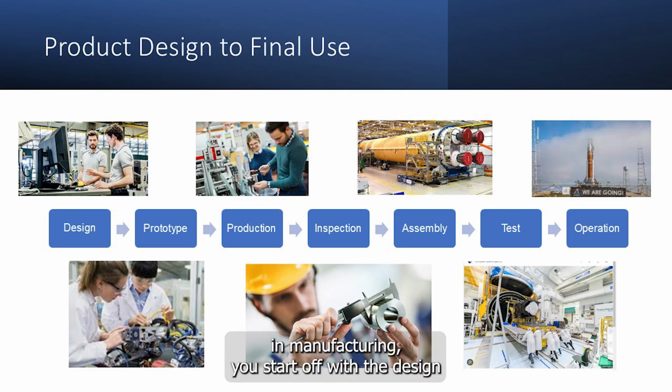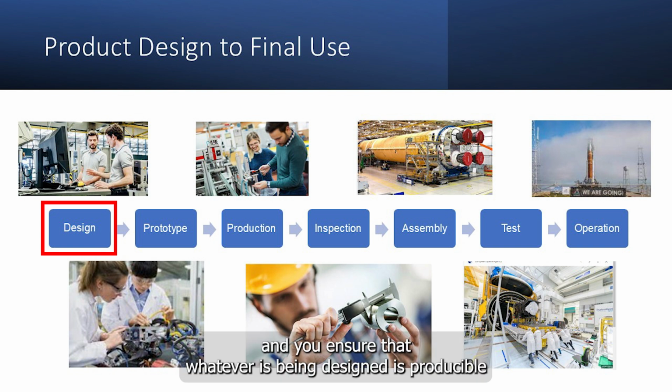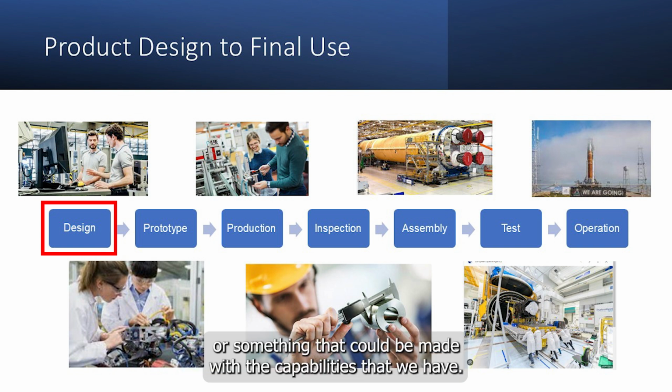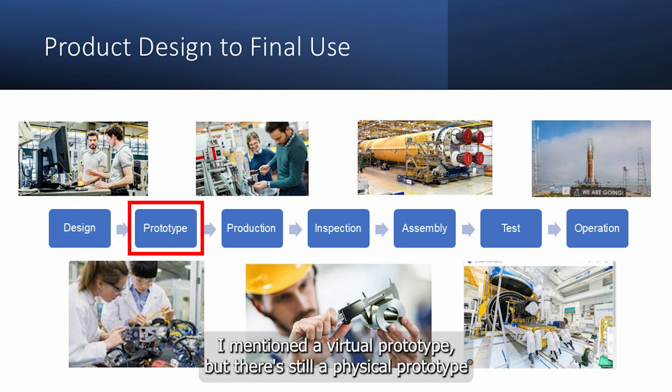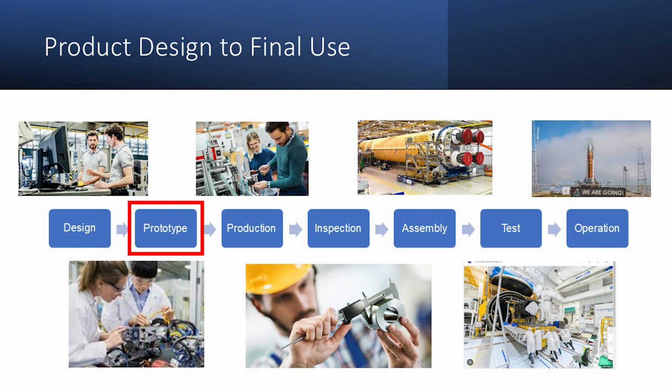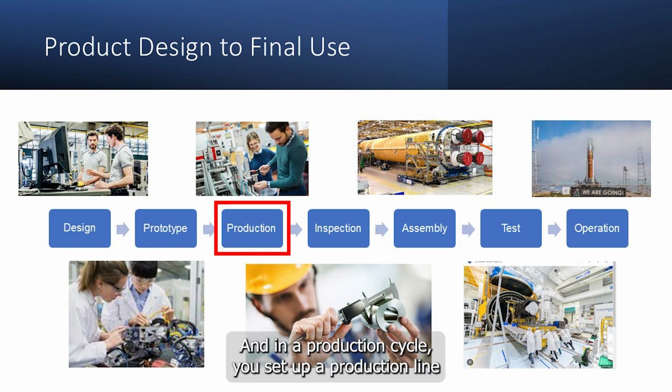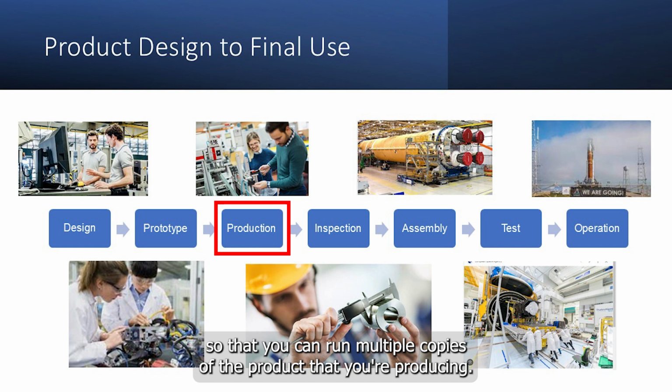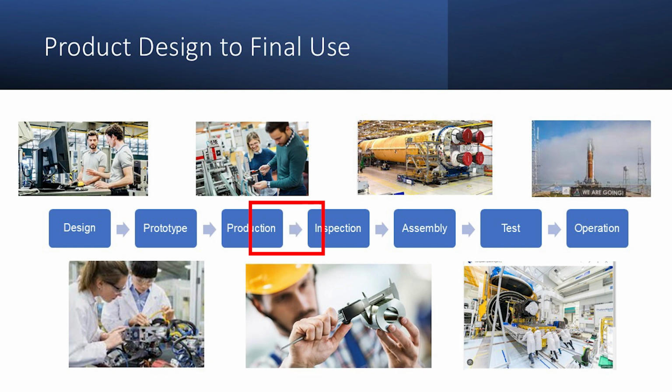So then a typical day in manufacturing, you start off with the design and you ensure that whatever is being designed is producible, something that could be made with the capabilities that we have. You do a prototype. I mentioned a virtual prototype, but there's still a physical prototype that you see whether or not the product is going to work the way you intended. And then a production cycle. You set up a production line so that you can run multiple copies of the product that you're producing.